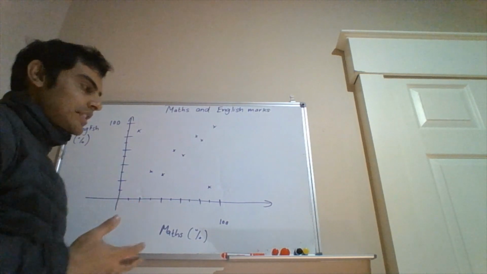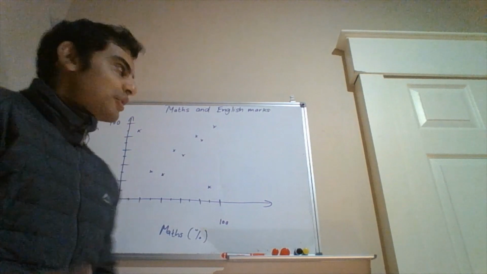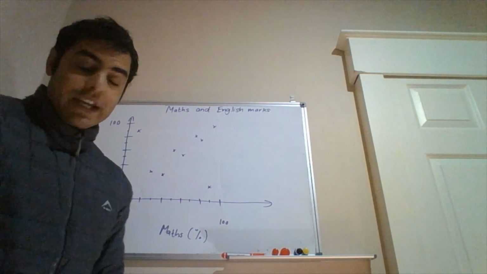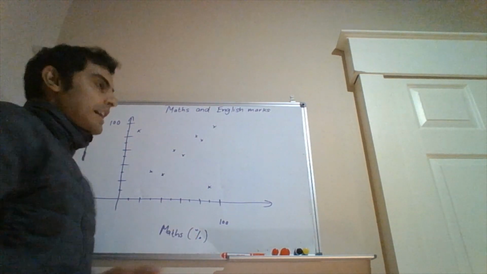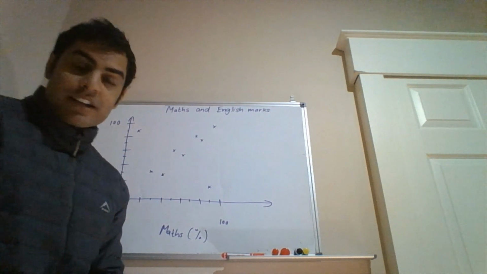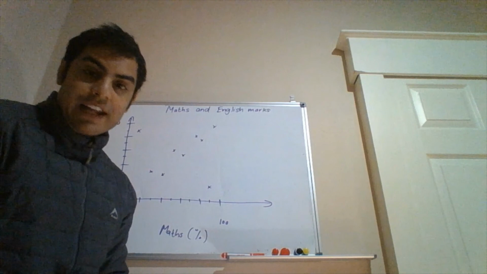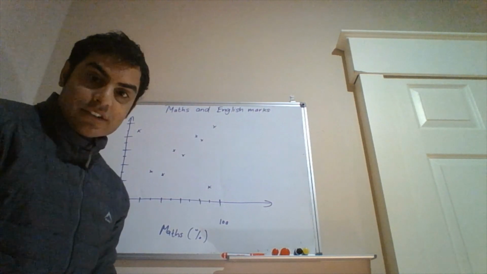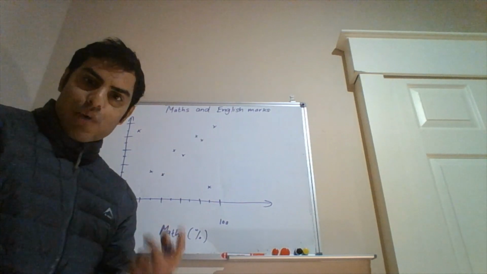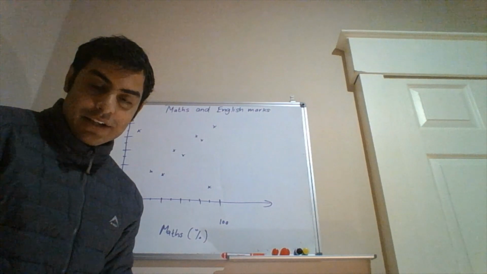From this scatter plot, we may be able to pose a few questions, based on the correlation, based on the trend. We might think that if you consider the subjects maths and English, English is a language, and maths is also kind of a language, a way to express ourselves in solving problems. So being good at one language would imply that you may be good at the other language.